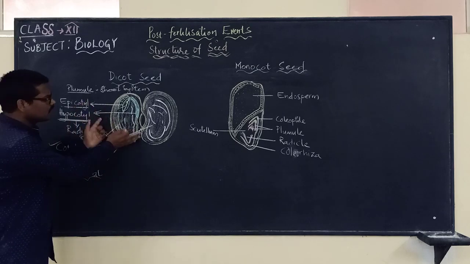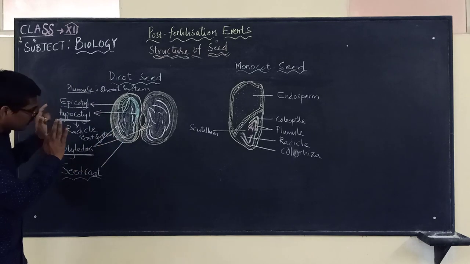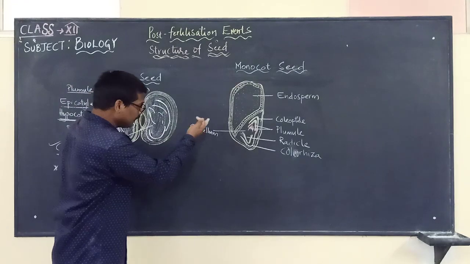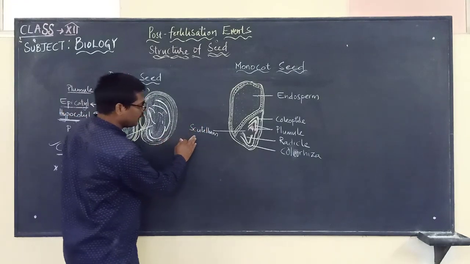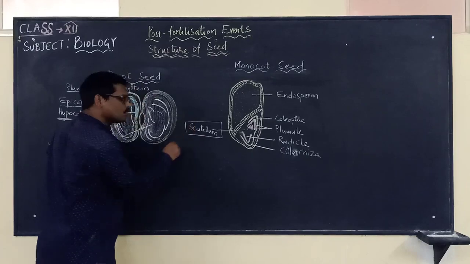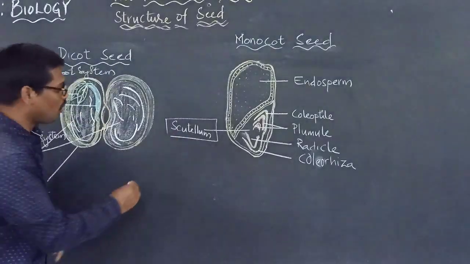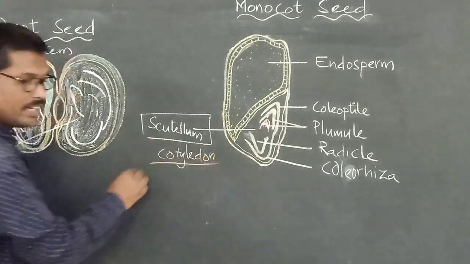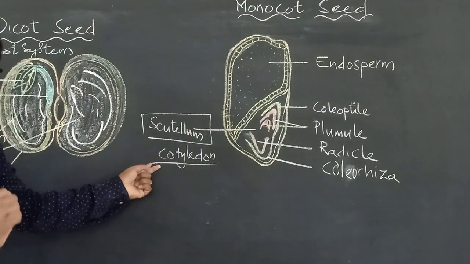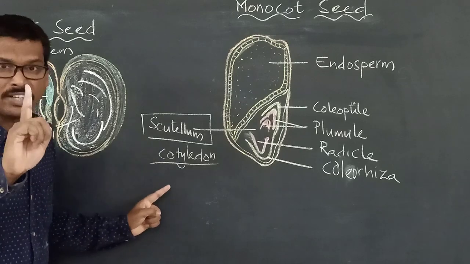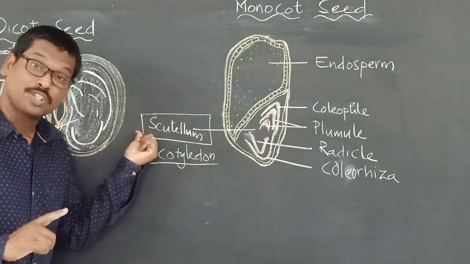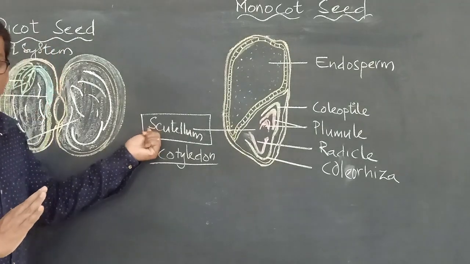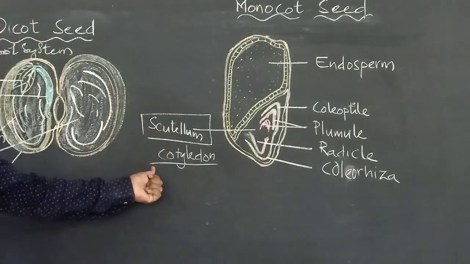So this is about the dicot seed. In the same way, if you look at the monocot seed, it is almost the same. Here you see the scutellum. What is this scutellum? It is nothing but the cotyledon. In a monocot seed, how many cotyledons will be there? There will be a single cotyledon, which we call the scutellum, especially in the grasses.